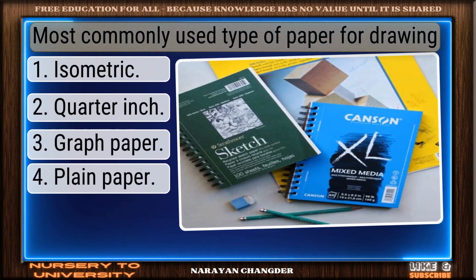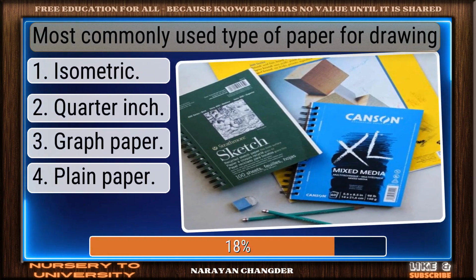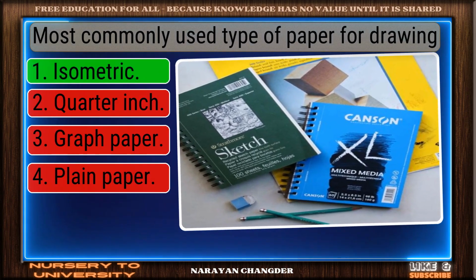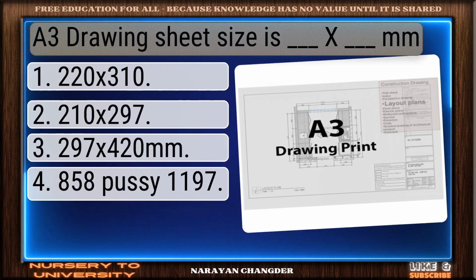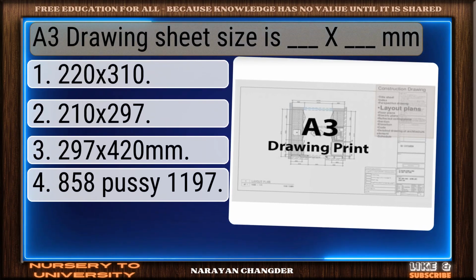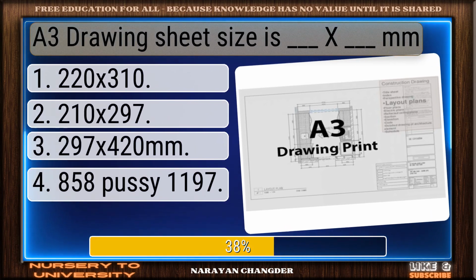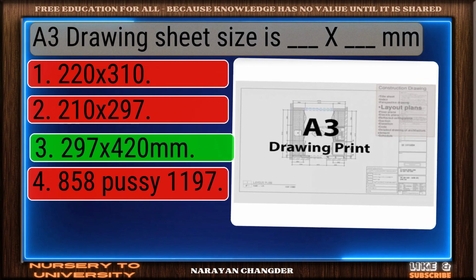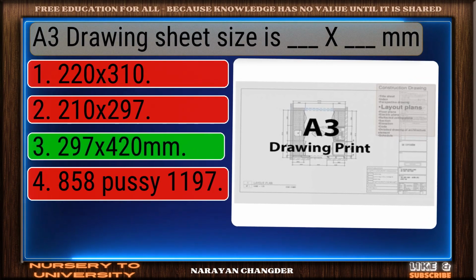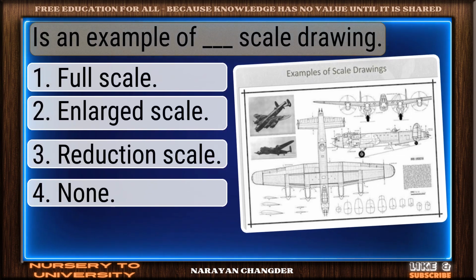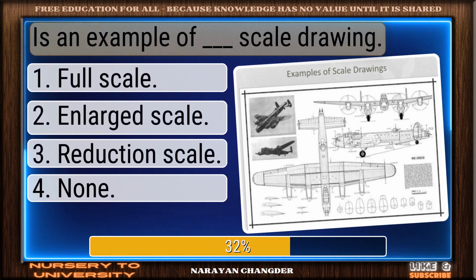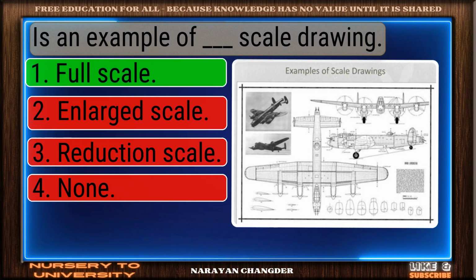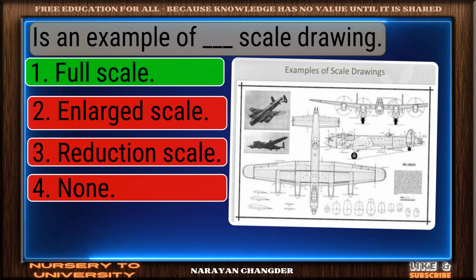Most commonly used type of paper for drawing. Well reasoned. Isometric is the correct choice. A3 drawing sheet size is dash x dash mm. Great job. 297 x 420 mm is the accurate answer. Is an example of dash scale drawing. Solid response. Full scale is a valid choice.